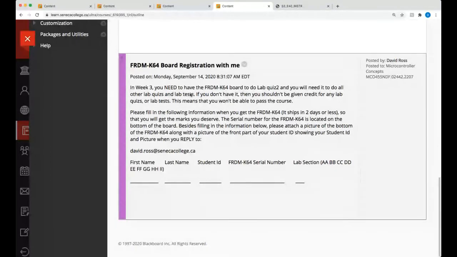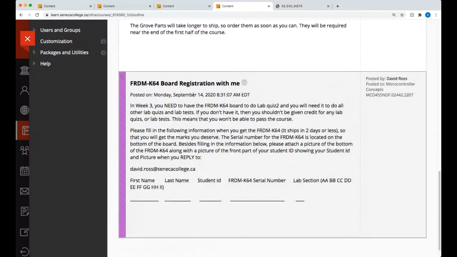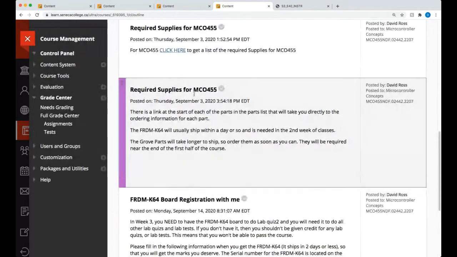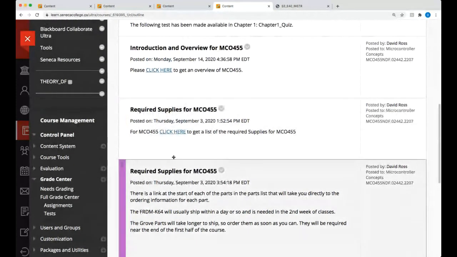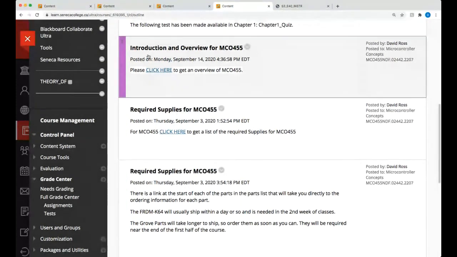This is the important one that I need you to do as soon as possible, hopefully before the end of next week, because you should have your Freedom K64 board, and you do have to give me your first name, last name, student ID, and the serial number that's on the bottom of the board. And it usually starts with a TR or something, and also include your lab section. Because what it says is you have to be aware of some things. So let's take a look. So the required supplies, you should have those, and it shows the video and where to get them. And you should watch this introduction and overview of MCO455.